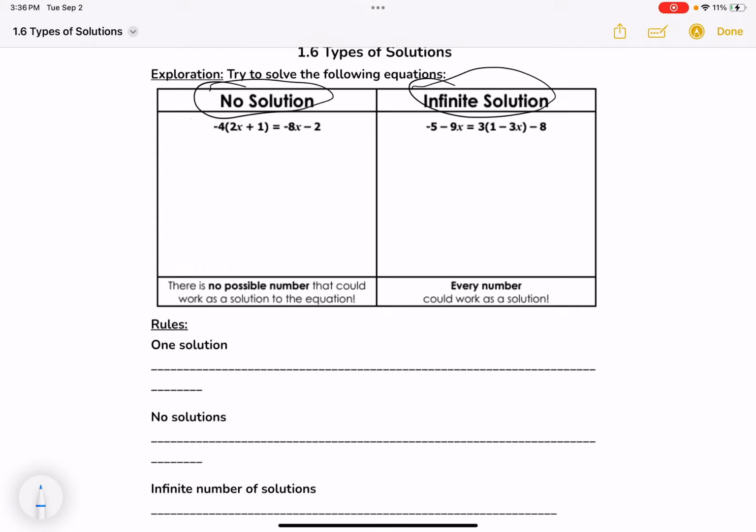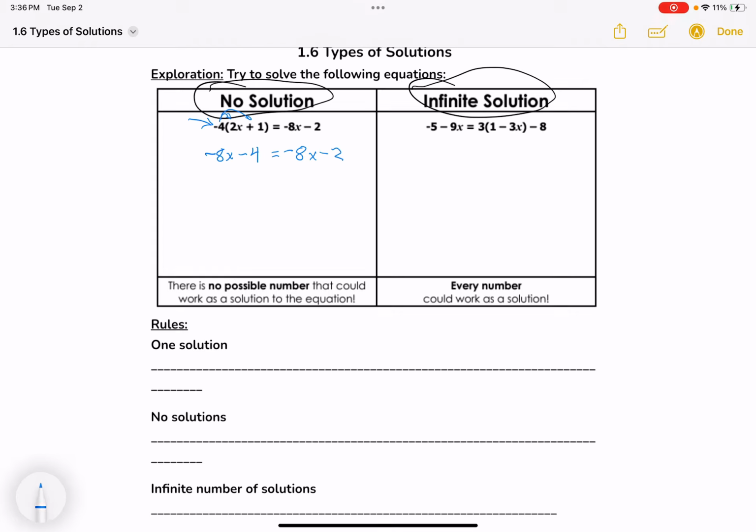For no solution, we see this problem right here. Negative 4 times 2x plus 1 equals negative 8x minus 2. I'm going to walk through the steps and we're going to go through it together, make sure we're clear. You should start by distributing on the left side. So we're going to crack this egg open, if you will, that's in the parentheses. Negative 4 times 2x is negative 8x. Negative 4 times positive 1 is negative 4. And that equals negative 8x minus 2. So that's our first step.